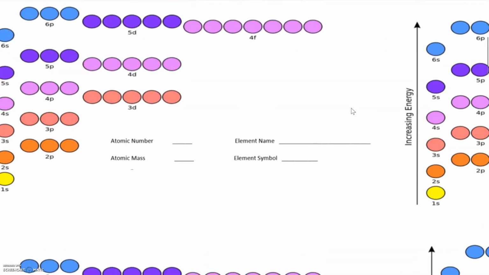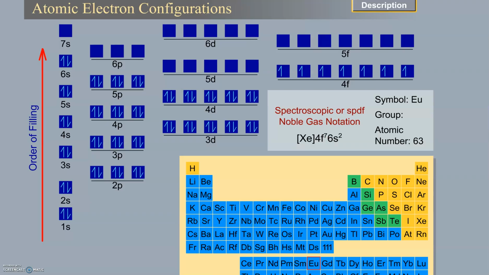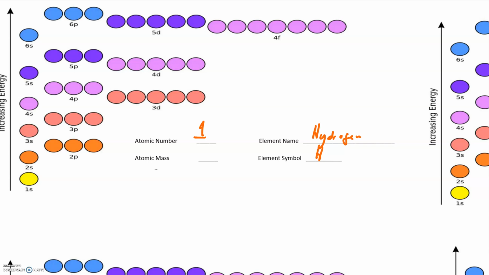So if the first element I'm doing is atomic number 1, it is, of course, hydrogen. This isn't really necessary, but you do want the symbol. And according to our helpful little chart here, the electron configuration for atomic number 1 is 1s1. So I'm going to record that here. I can either do it like this, or I can simply say that hydrogen has an electron configuration of 1s1.